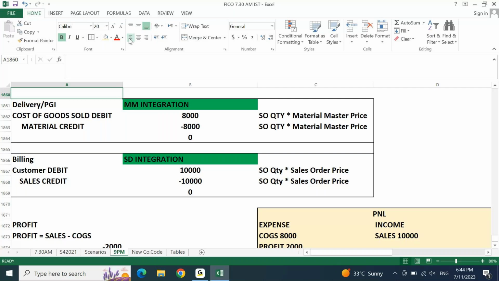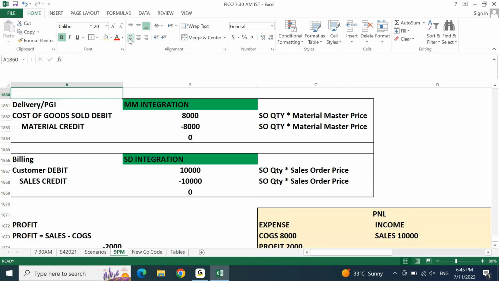Any question on this? These two accounting entries plus profit calculation of 2,000. Any question? So can you explain this delivery and PGI activity, like what actually happens? In delivery, you are going to record that the material is delivered from the SD site. In PGI, you are going to pass the goods movement. Because when you're delivering to the customer, point number one, you're handing over product to the customer, correct?